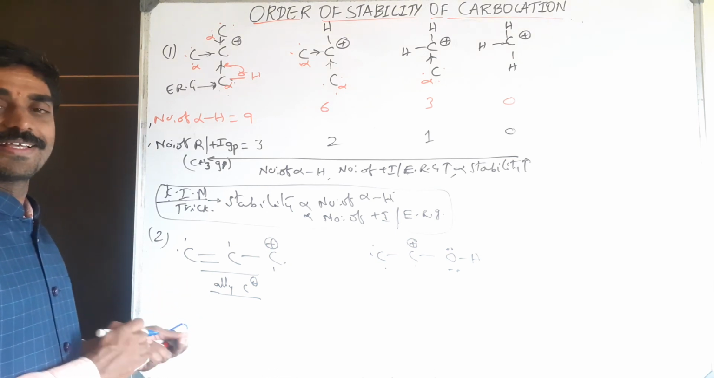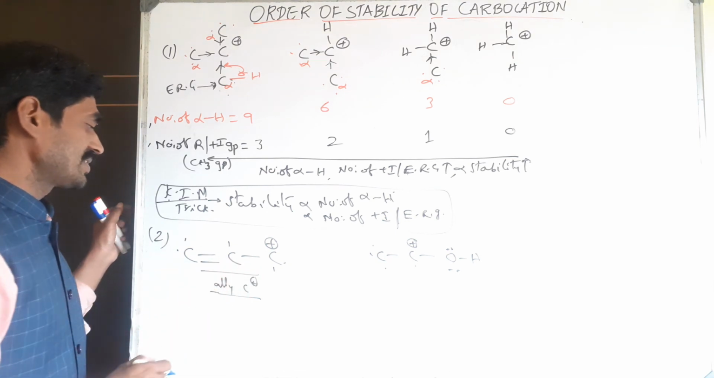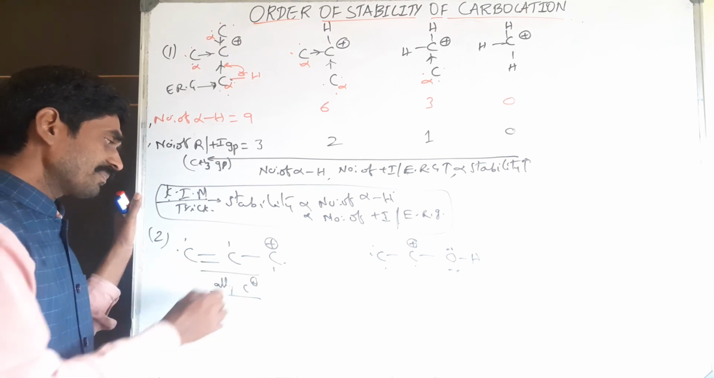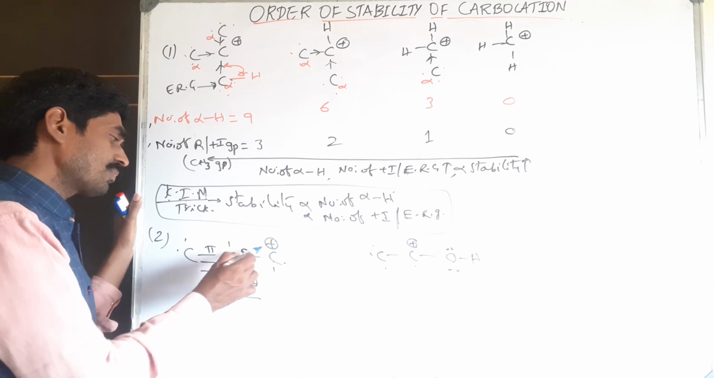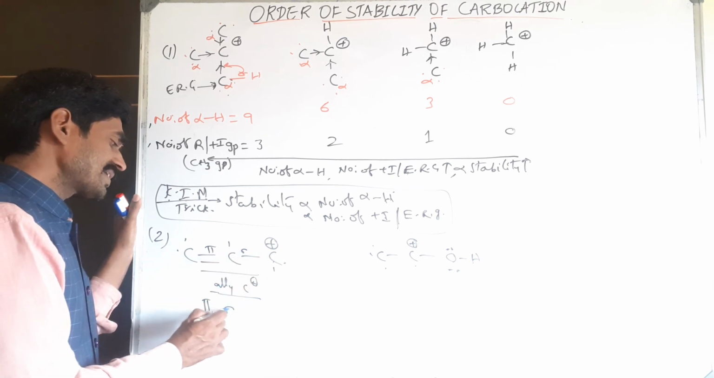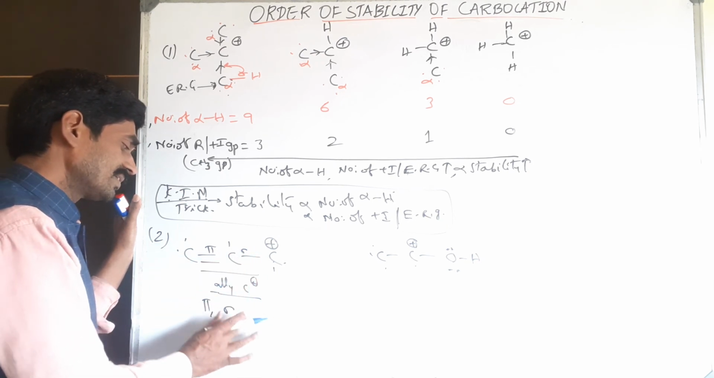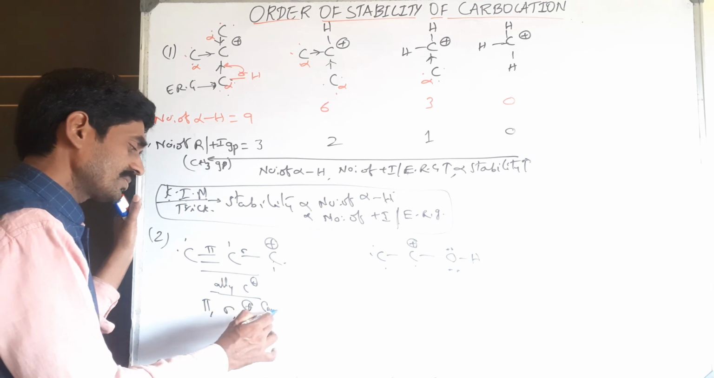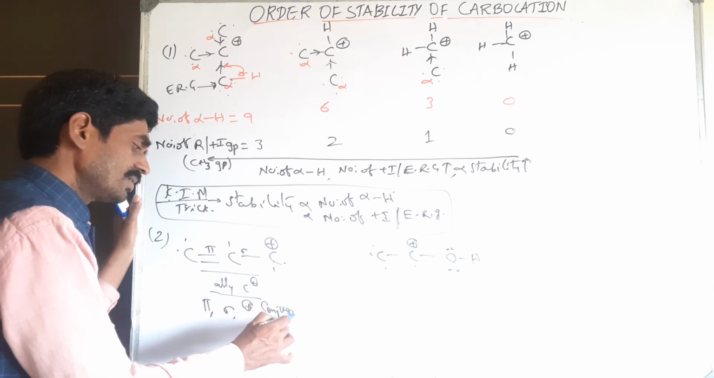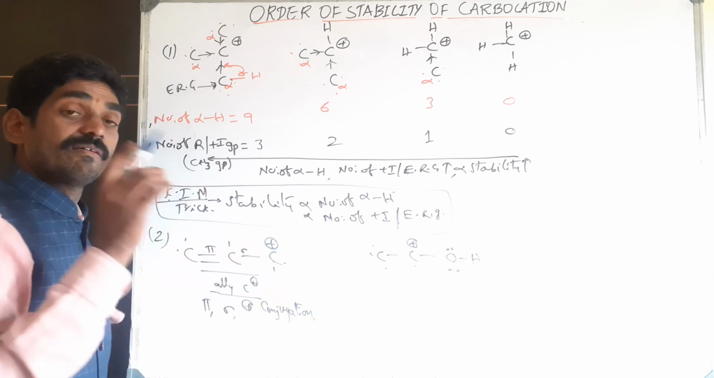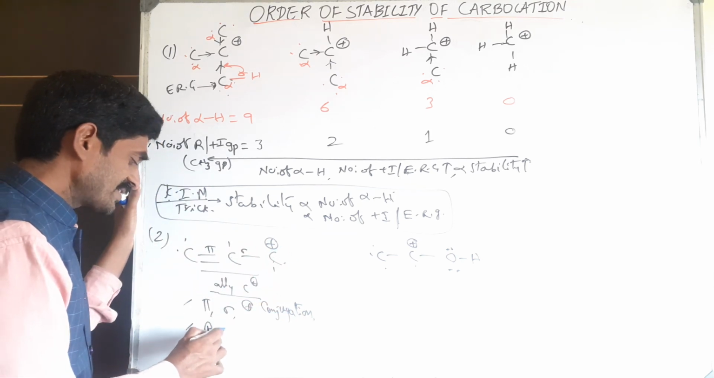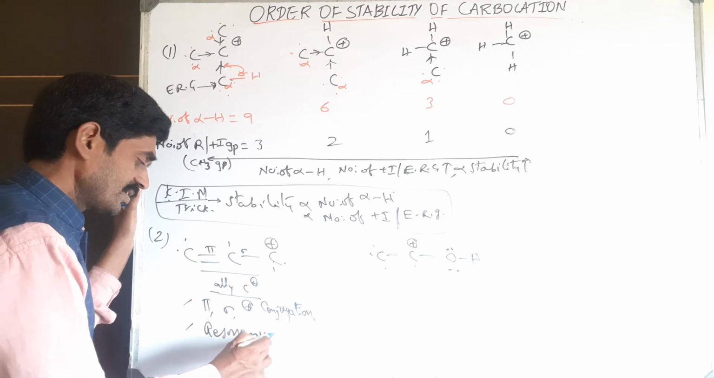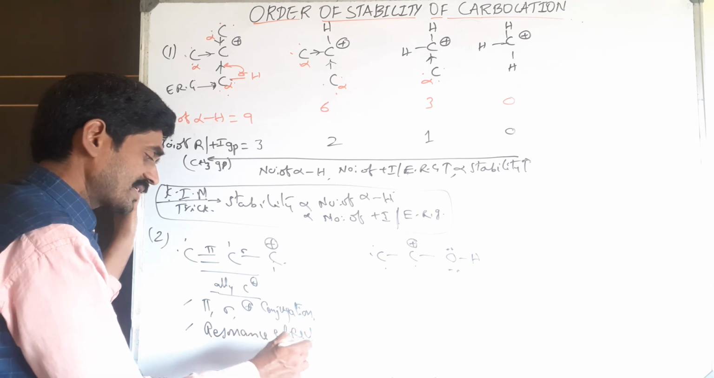Which effect explains the stability of this one? In this compound, this carbon carries the positive charge, and this is a pi bond, and there is a sigma bond. Pi bond, sigma bond, positive charge is there. Then that is called what? Conjugation. In the entire organic chemistry, wherever conjugation is there, resonance takes place, my dear students. Resonance effect.